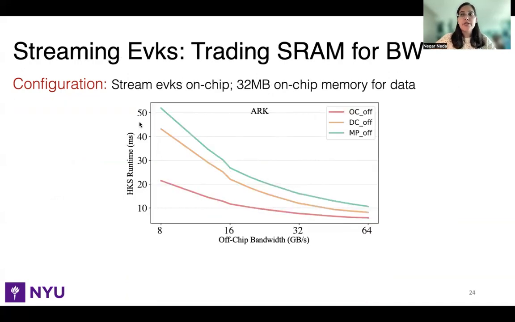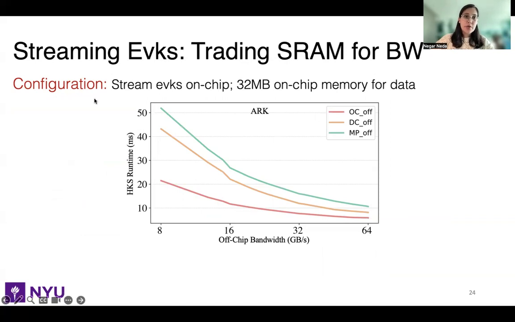Our next configuration is having only 32 megabytes on-chip memory for data and intermediate data, and streaming keys from off-chip to on-chip. And the reason is that the keys are only used once. It's the data and the intermediate data that might be reused.